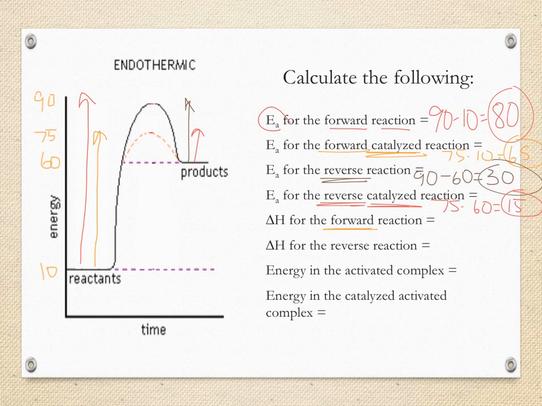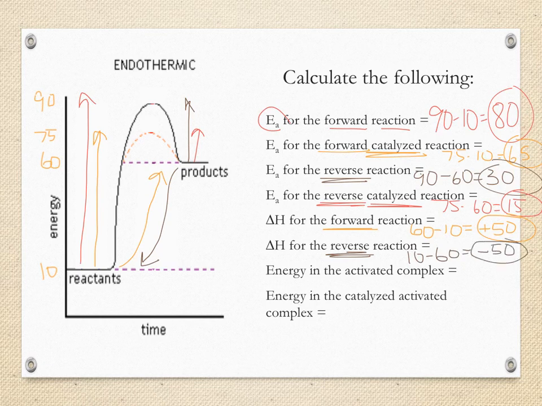Delta H for the forward reaction, that means starting from the reactants going up to the products, it gains from 10 up to 60. So if you say products minus reactants, you get a positive 50. This time the positive counts. It matters that it's a positive 50 and not a negative 50, because that's showing that it went up by 50. However, if you're going in reverse, you're starting at the products and you're going down by, again, 50. So it'll be 10 minus 60, so that's a negative 50. Always show the sign for delta H, whether it's a positive or a negative, always show the sign.